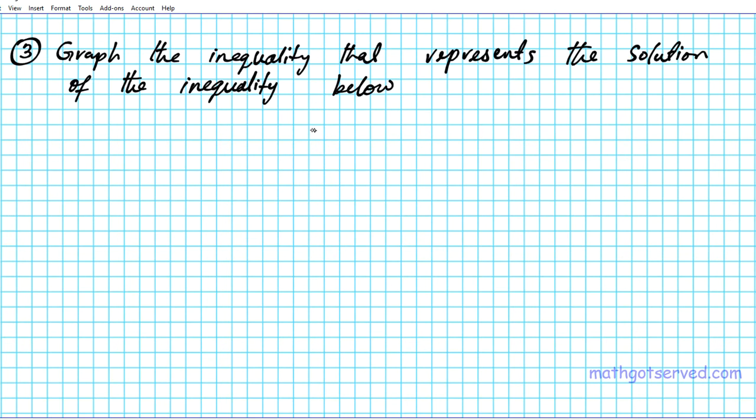So let's say you have the inequality 3x plus 7 is less than or equal to 28. So let's solve this. Our goal here is to solve and graph. Now, how do you solve this inequality?